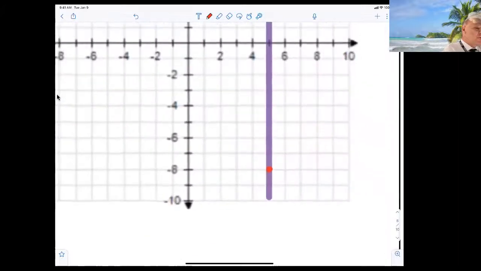Now, from there, I go what? Someone help him. Over 1 up 3. Over 1 up 3. And then over 2 up 12. Wait a minute. I'm not there yet. Then use the axis of symmetry.